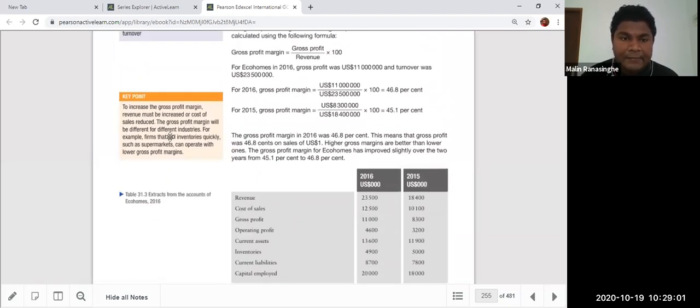Revenue must be increased, and then cost of sales should be reduced. The gross profit margin will be different for different industries. For example, firms that sell inventories quickly, such as supermarkets, can operate with a lower gross profit margin. That's a very important point they're making, guys. So we can't say the gross profit margin should be this percent.